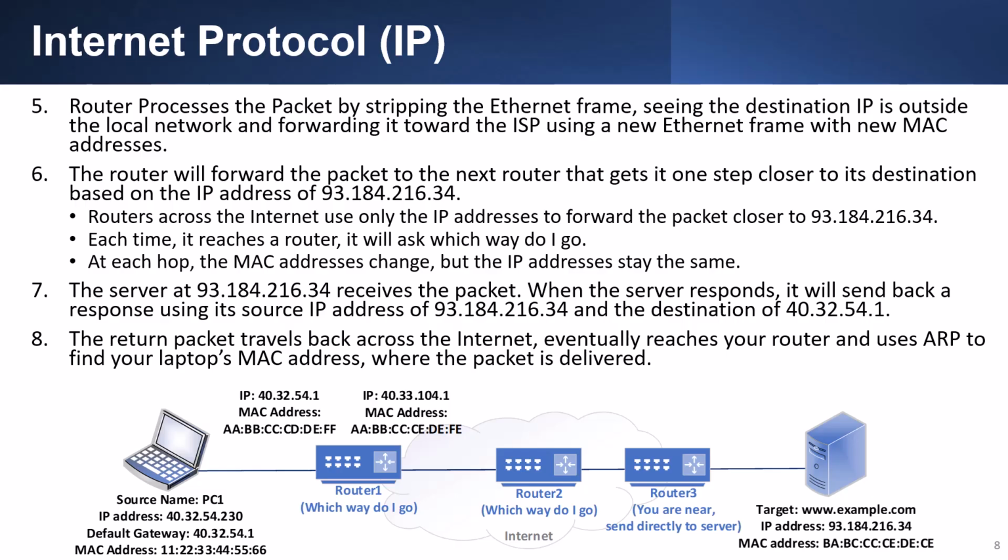The server at 93.184.216.34 receives the packet. When the server responds, it will send back a response using its source IP address of 93.184.216.34 and the destination of 40.32.54.230. The returned packet travels back across the internet, eventually reaches your router, and uses ARP to find your laptop's MAC address where the packet is delivered.